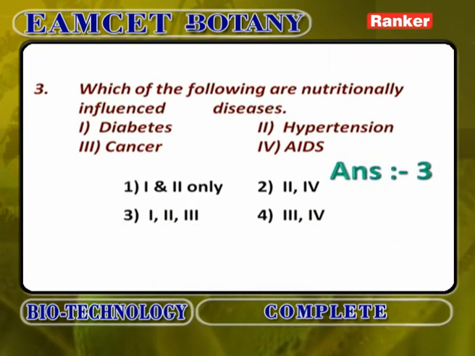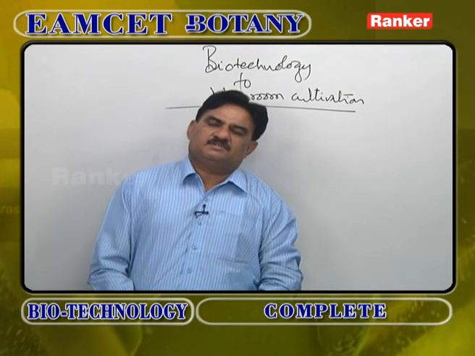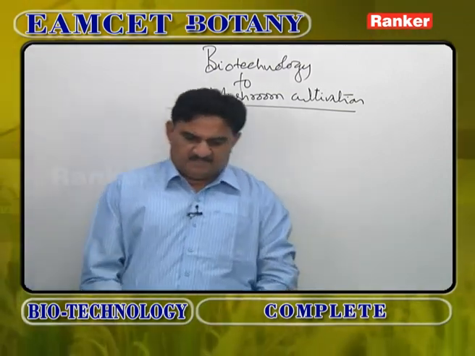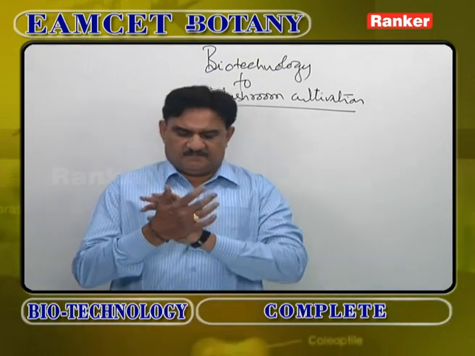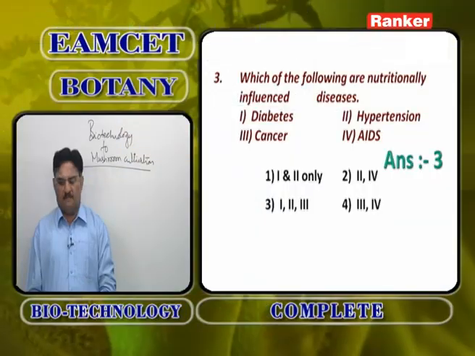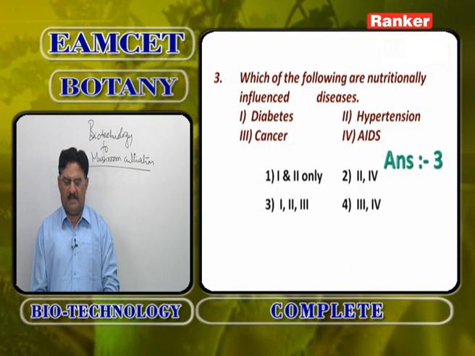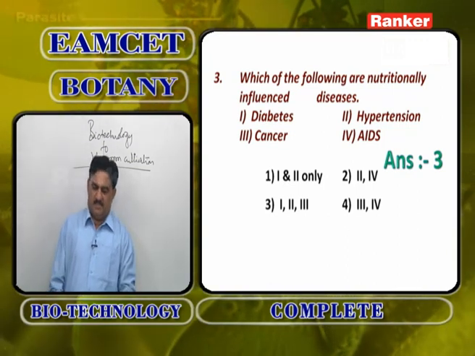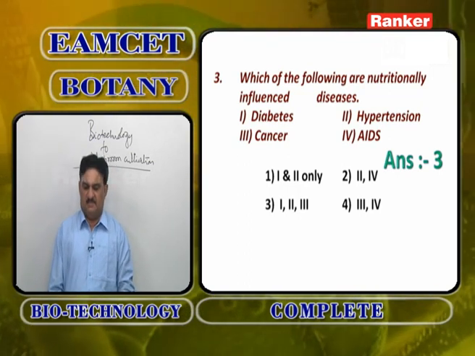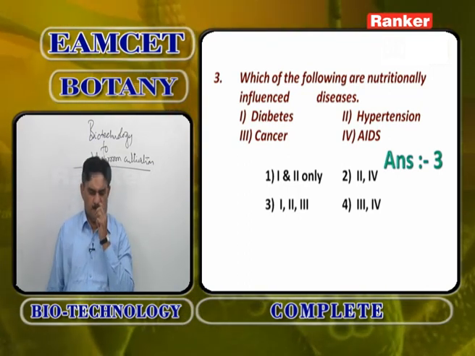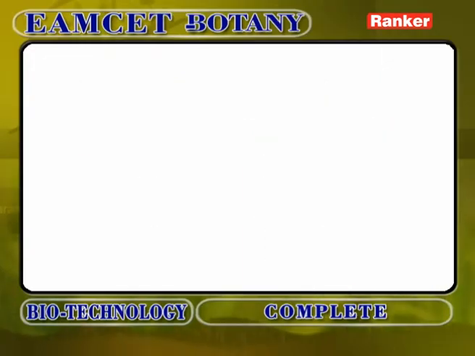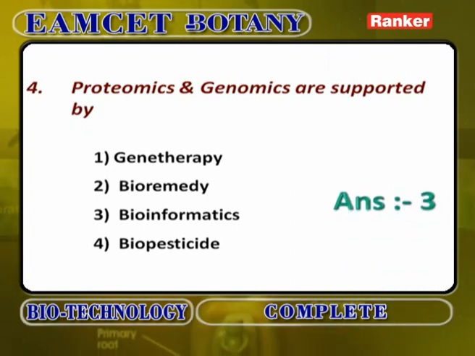Which of the following are nutritionally influenced diseases? Nutritionally influenced diseases means the diseases caused due to the deficiency of various nutrient substances. Whenever food material gets deficient or various nutrient material gets deficient, these type of diseases occur. They are diabetes, hypertension, cancer. So, diabetes, hypertension, cancer are nutritionally influenced diseases. AIDS is caused due to some other reasons. So, diabetes, hypertension and cancer are nutritionally influenced diseases.